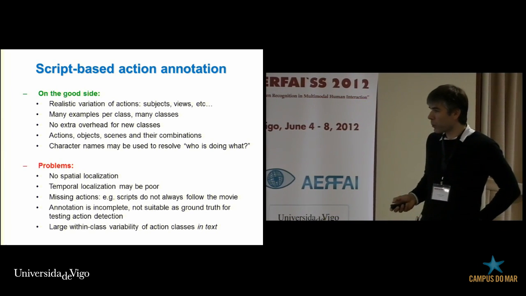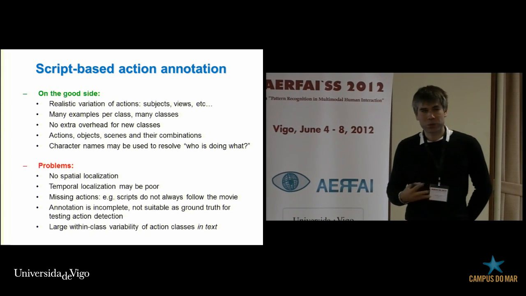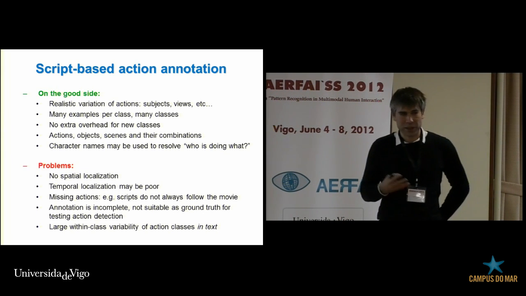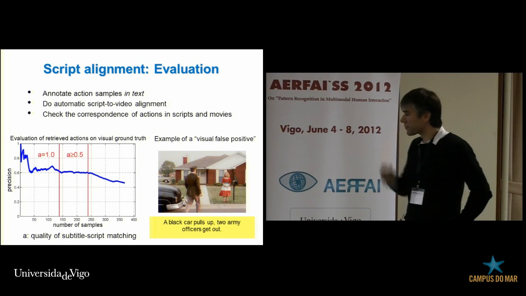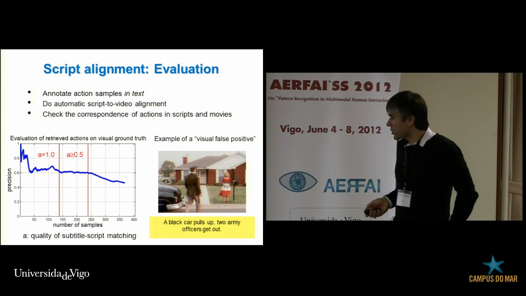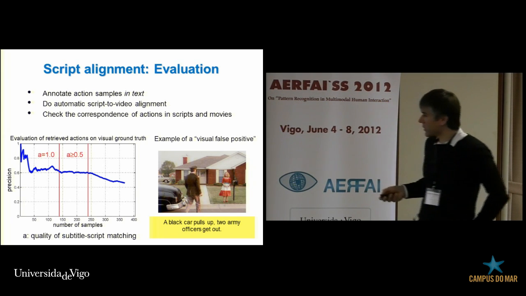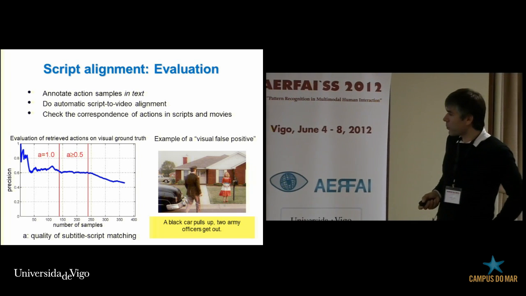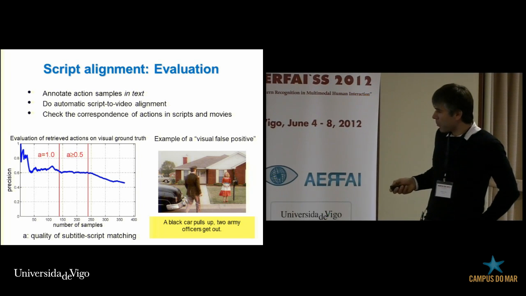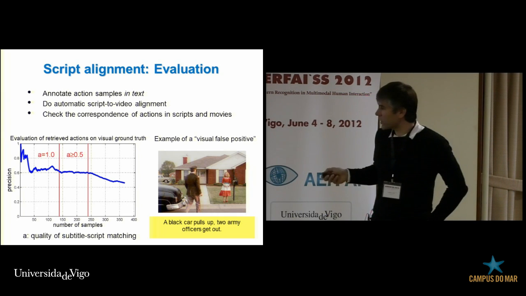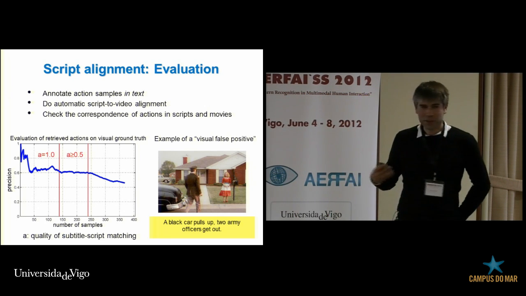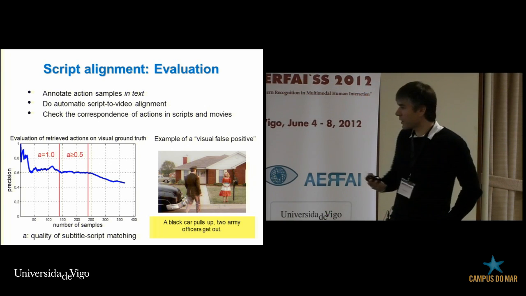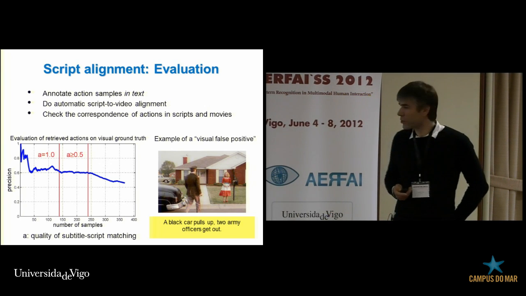One more problem with the scripts is that even if you do keyword search, it won't be optimal because scripts are natural language, so it won't always match a simple keyword search. Here is an illustration of one problem. A script says that the black car pulls up and two army officers get out. We see here that indeed it looks like one officer gets out, but we don't actually see the action which has happened here. So for us it's a good script, but it's not a good visual example to train a classifier.